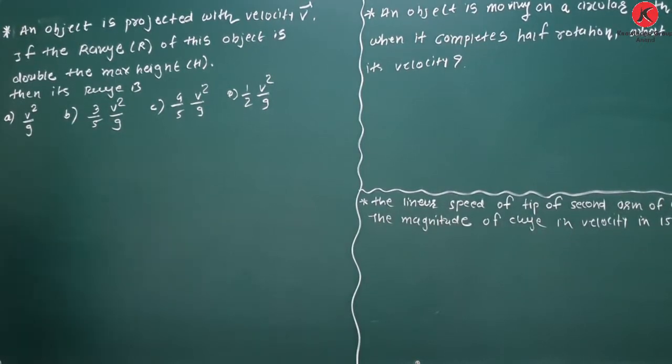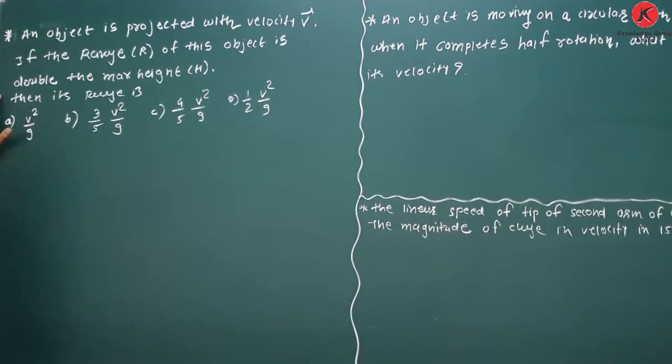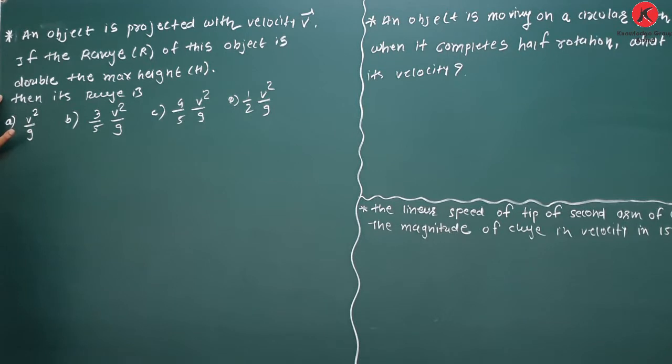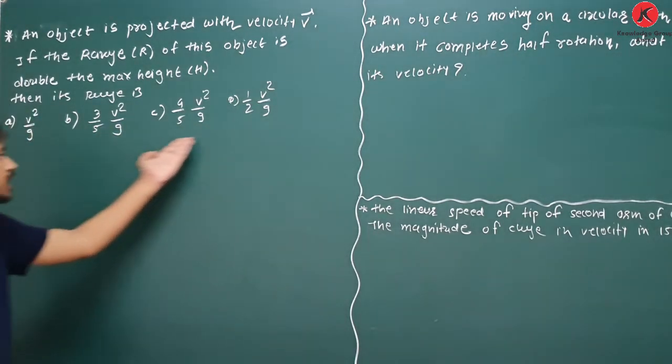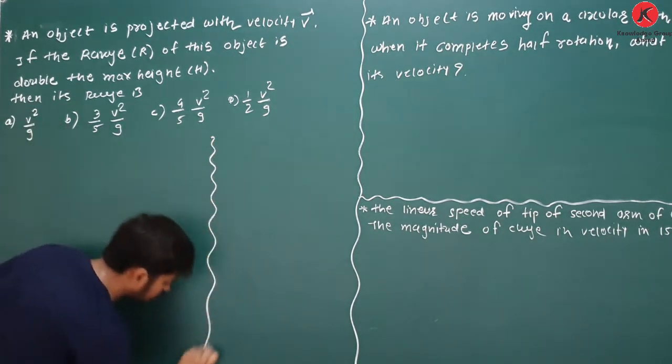See, the next question is: an object is projected with velocity v. If the range R of this object is double the maximum height, then what is its range? First of all, you are given one relation, the range of this object is double the height, and then you have to find the range. You may ask the equation of range, but it is not given in the options. Yes, you have to find the range.